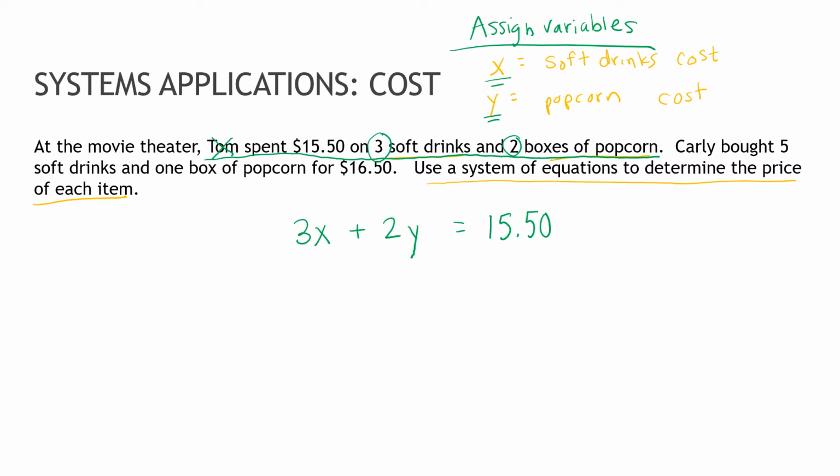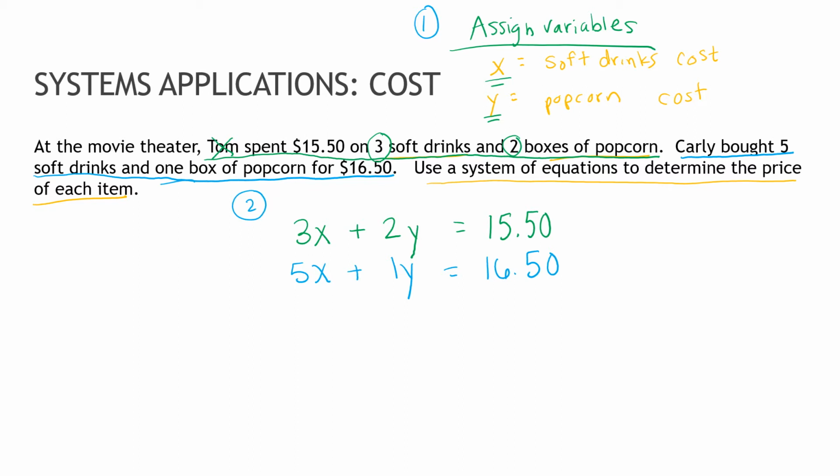My next equation has to do with Carly, who bought 5 soft drinks and 1 box of popcorn for $16.50. So again, 5 soft drinks are X dollars. 1 box of popcorn, boxes of popcorn are Y dollars. Total was $16.50. So here's my 2 equations. So typically on a question like this, I'll say assign the variables, and then I'll say write the 2 equations, and then I'll say solve. So that's 1, that's 2. 3 would be to do what we've just practiced in our last video.